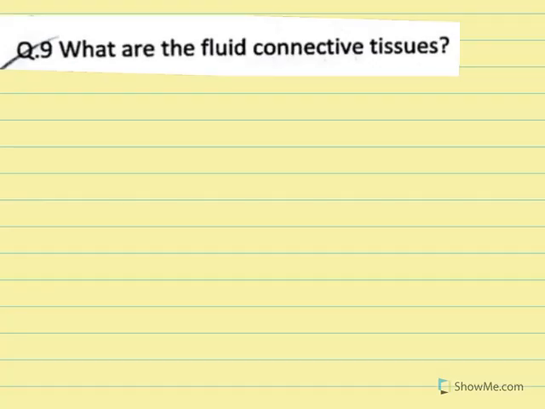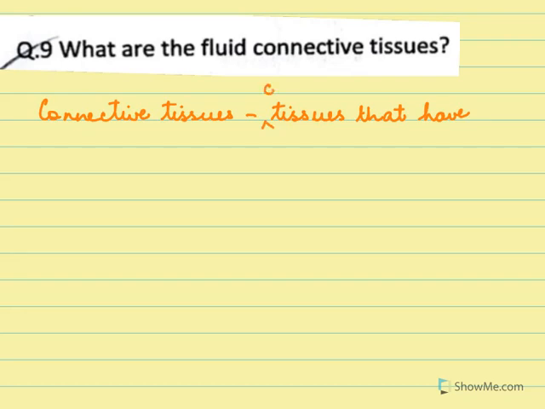What are fluid connective tissues? Connective tissues that have a fluid matrix are called fluid connective tissues. Not just tissues, we have to write connective tissues that have a fluid matrix. Example of this is blood. Blood is a fluid connective tissue.